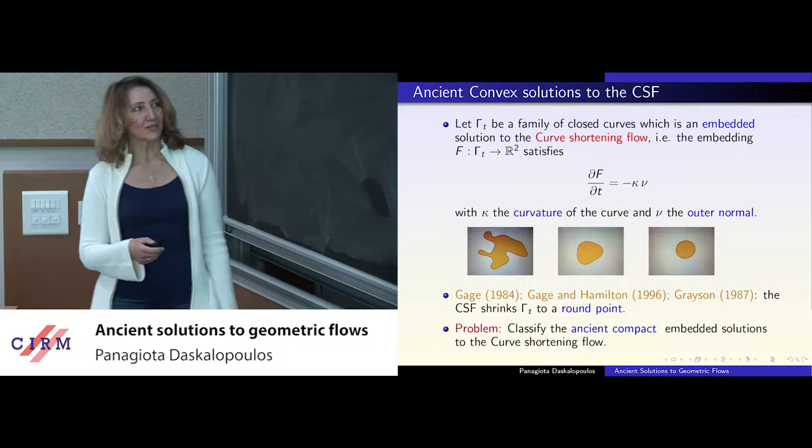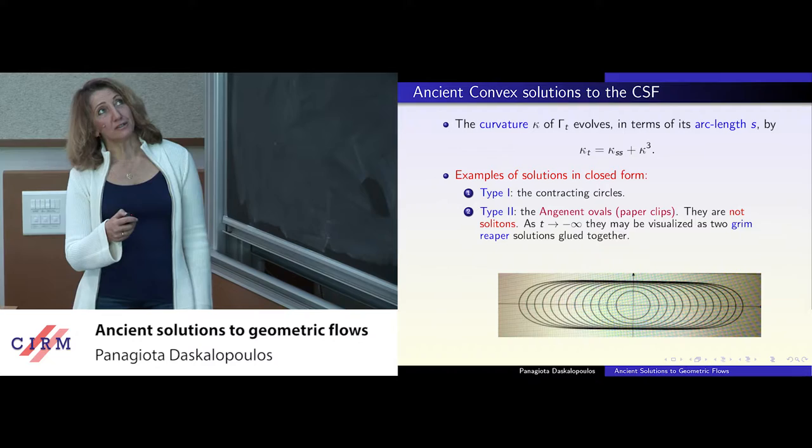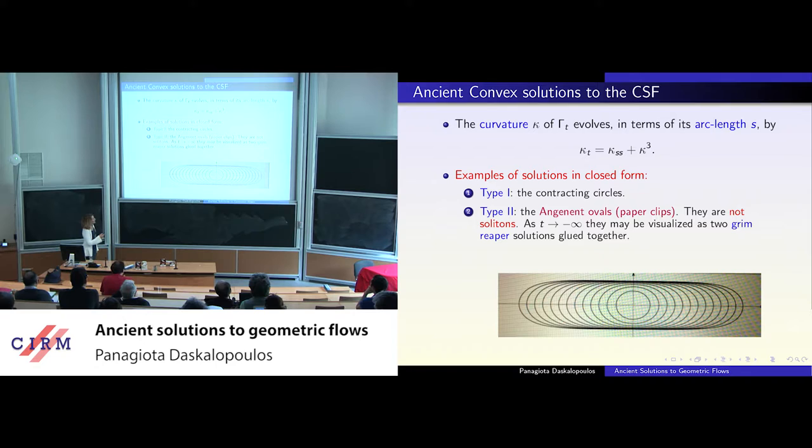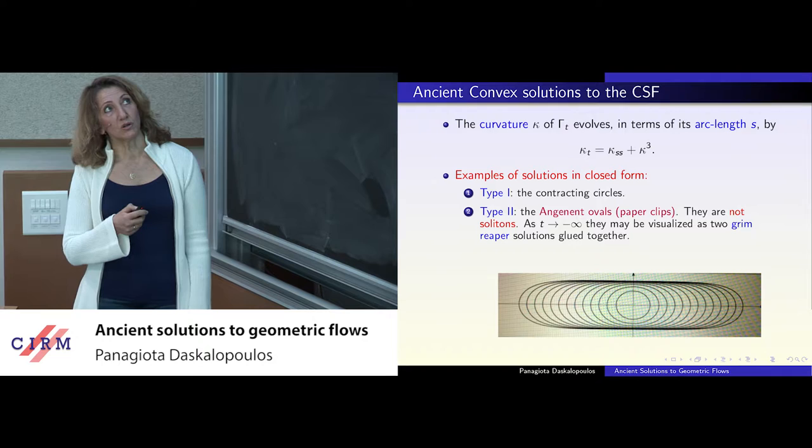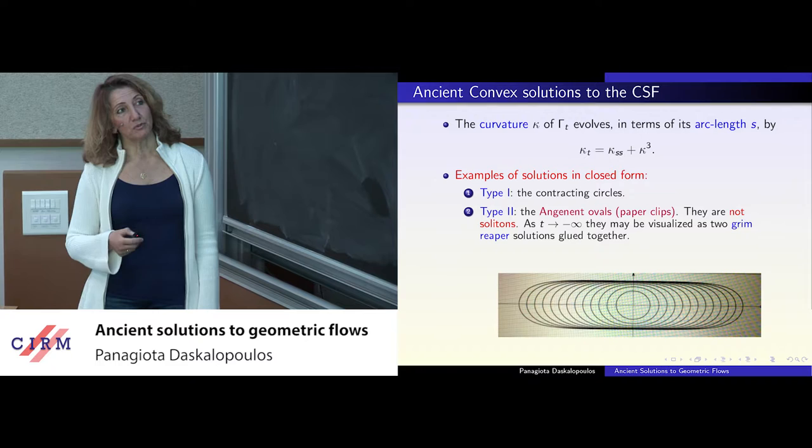Anyway, in terms of the curvature kappa of the curve, in terms of the arc length, where s is the arc length which changes in time, this is the geometric equation. You see that it satisfies one of our semilinear parabolic equations. And typical examples of this, a type 1 example, of course, is always the contracting circles. And type 2 are the so-called Angenent ovals or paper clips.